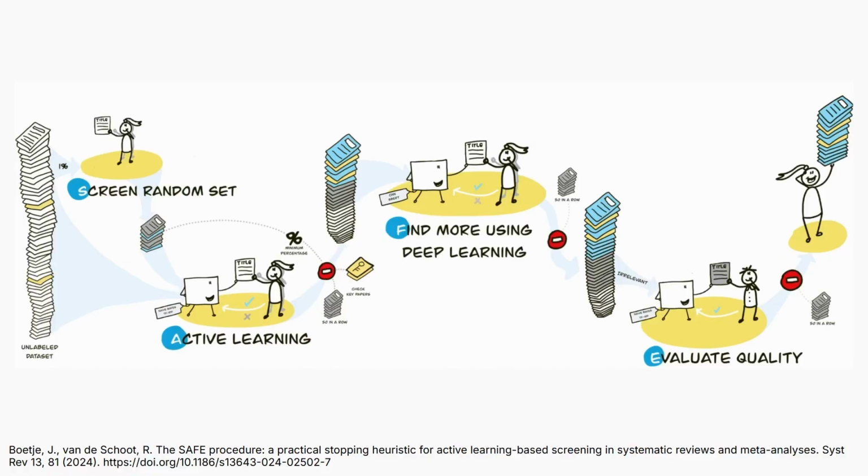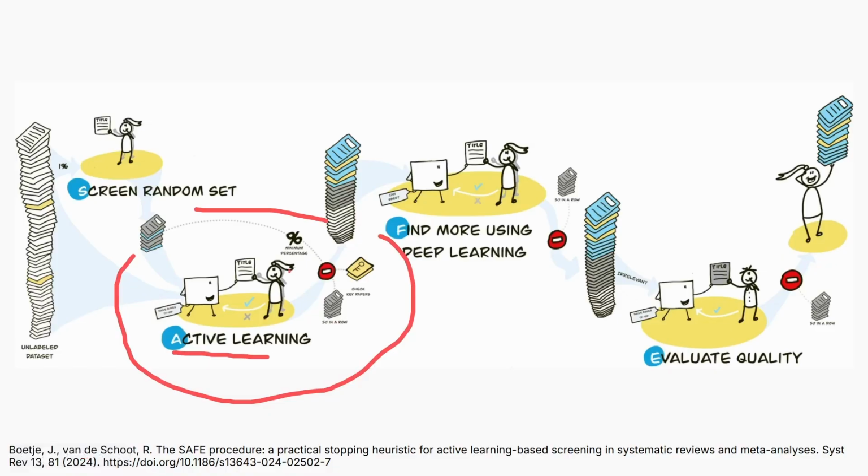SAFE stands for: S is screen a random set, A is for active learning. Then in the third phase, you find more studies using deep learning, and finally you evaluate the quality. So the most important part, the most difficult part, is the second phase, because here you apply the active learning. Here you find most of the studies.